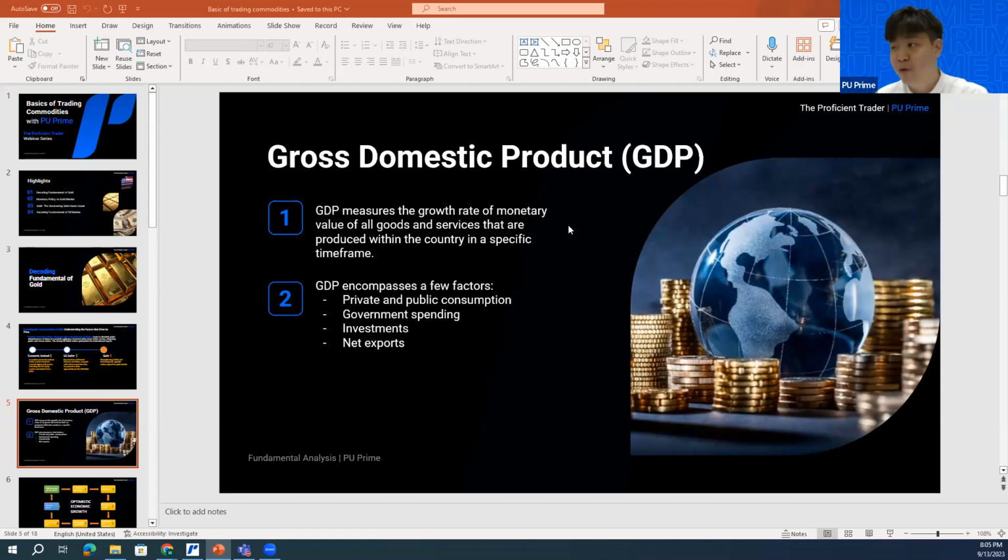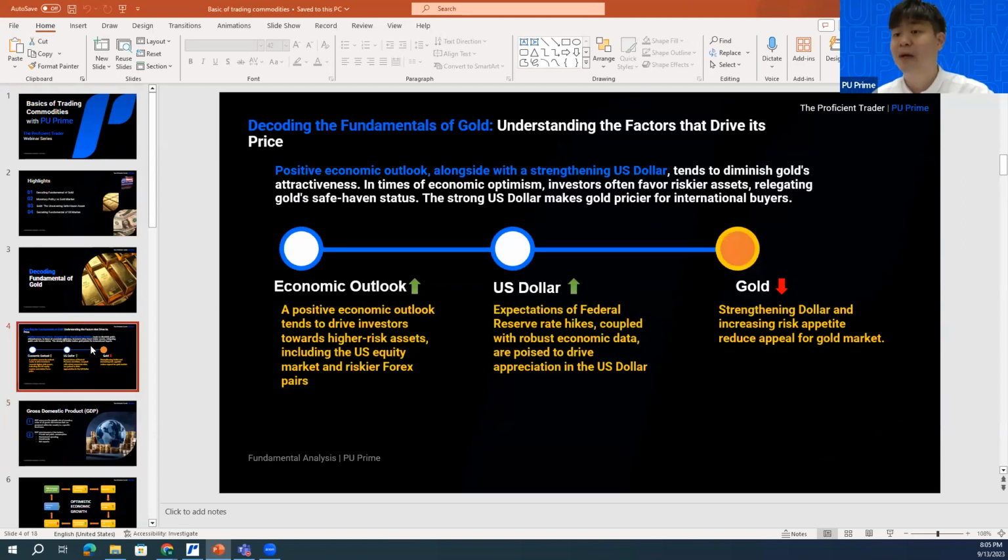So in future, if you notice that the gross domestic product is going to be released, you can focus on it, because normally if GDP is very high, it means US economic performance is good. So the economic outlook is very good, and then the US dollar might also increase. This is a key factor that might cause the gold market to drop.